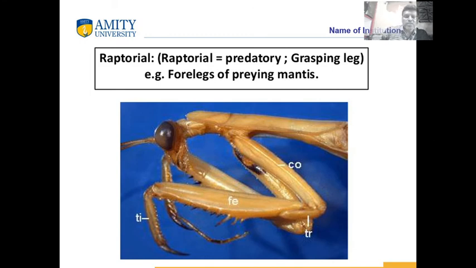Raptorial means predatory. They can catch their prey and their food items. So they are called raptorial or predatory type of legs. They catch their enemy between their leg parts, between the femur and tibia. They have spines, and any prey coming between the femur and tibia is caught and trapped inside.